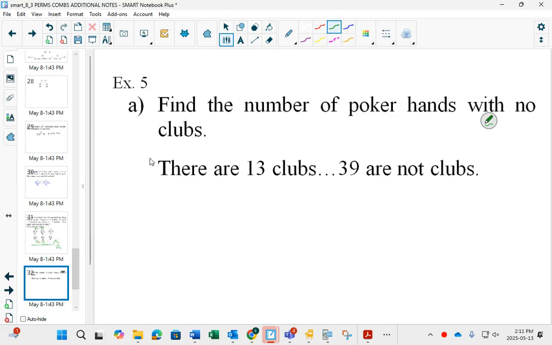Does this seem like a good strategy to guarantee that you'd have no clubs? So, does it make sense that the number of poker hands without clubs, if you took out the clubs and did every group of 5 from the 39 cards, you get 39 choose 5. And sometimes when you do combinations, pretty things happen. This is one of those pretty things.